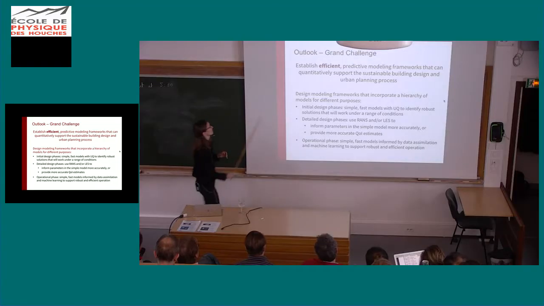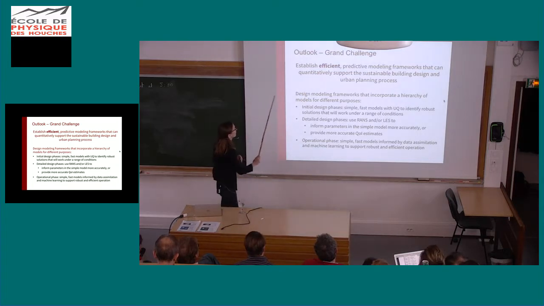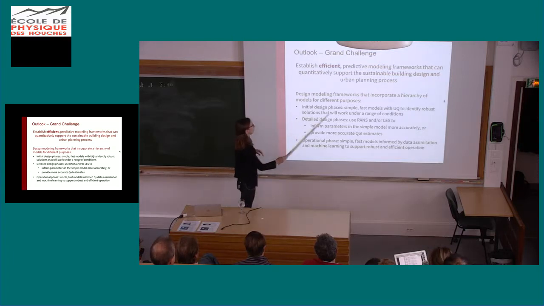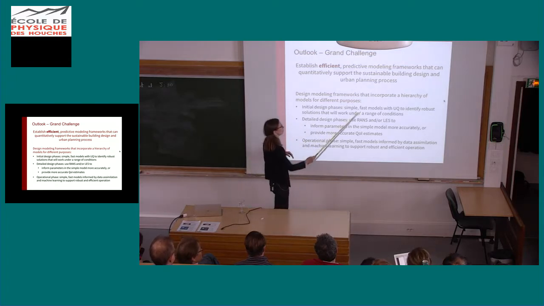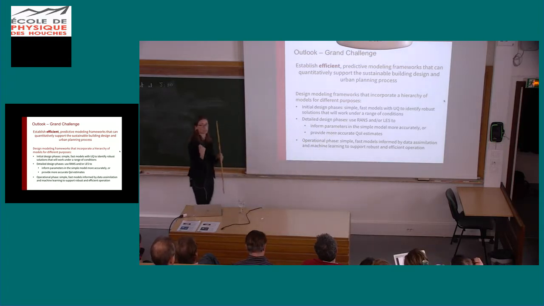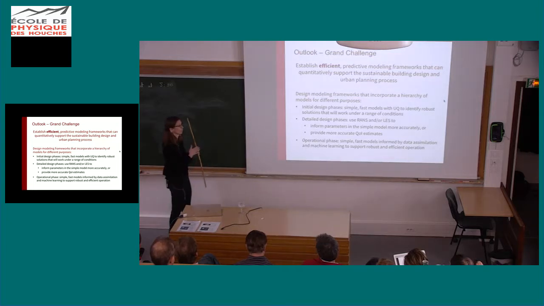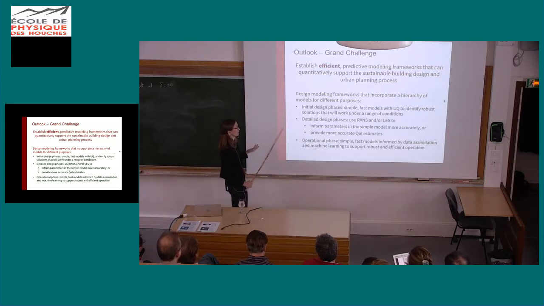The last thing that I said is they need to be efficient, right? And I think there we need to think about having modeling frameworks that incorporate a hierarchy of models for different purposes. Especially when you think about natural ventilation, this is something that we can do pretty quickly right now. In the initial design phases, designers need simple and fast models with uncertainty quantification so that they can decide what are robust solutions, like which path they should take when they start refining the design. In detailed design phases, they can start using more expensive models that either inform parameters in that simple model or provide more accurate estimates of your quantity of interest directly.